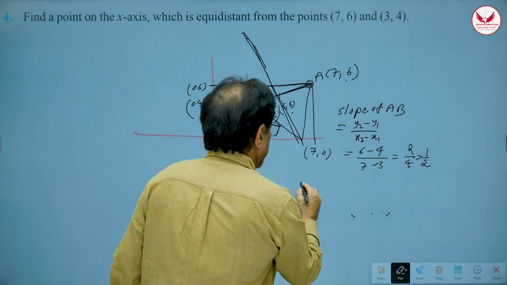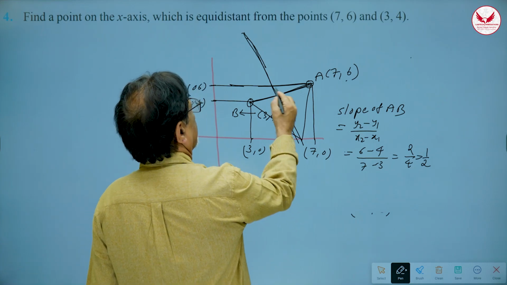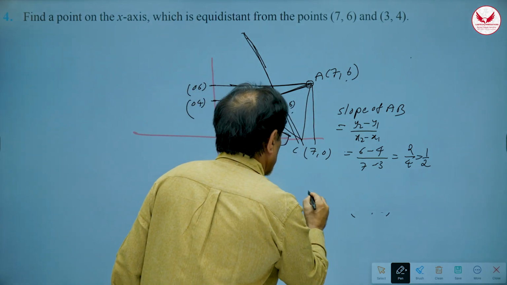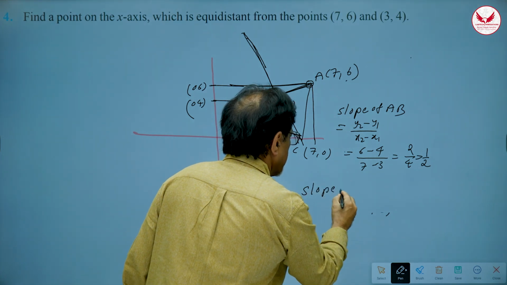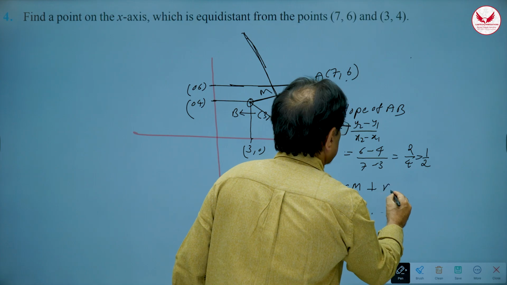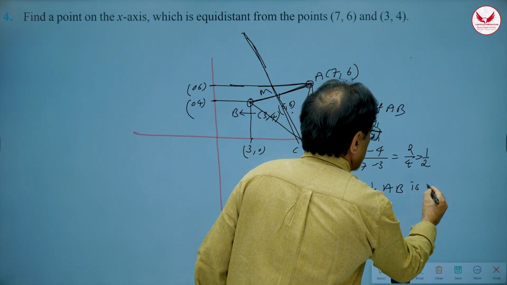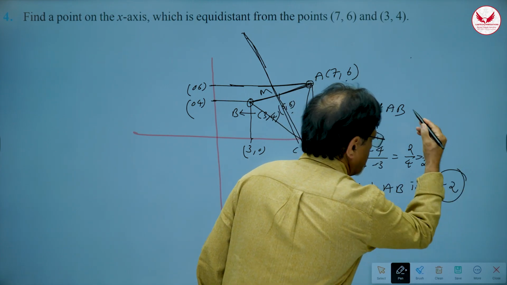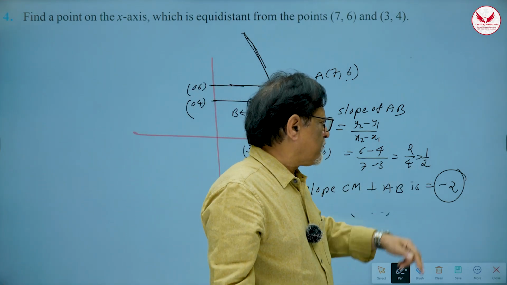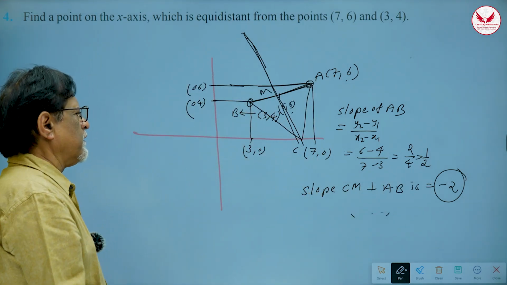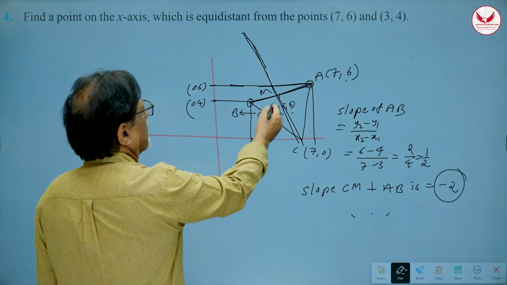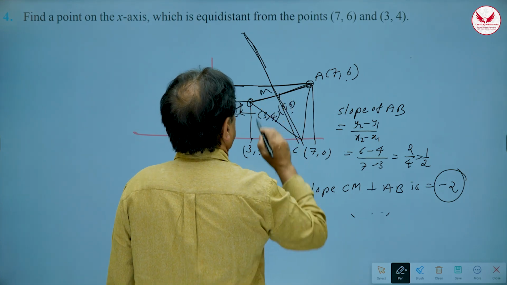So therefore, the slope of this line, let us call it CM, right? So the slope of CM, perpendicular to AB, is nothing but minus 2. Why? Because it is always the negative reciprocal, or the product of these two is minus 1, correct? Therefore, the slope of CM is minus 2, and CM passes through the point M.